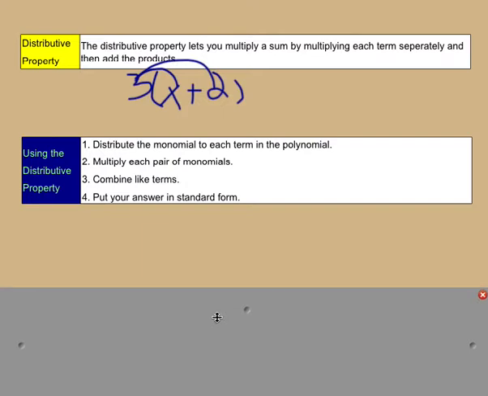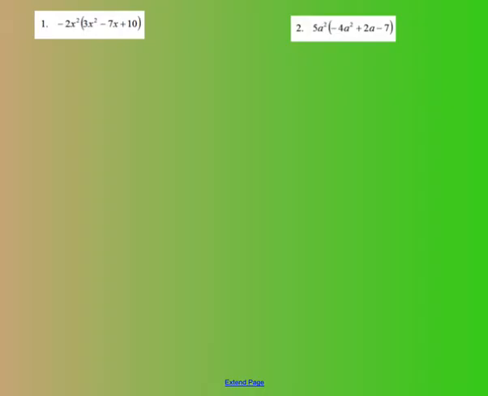So how do we use the distributive property? The first thing we do is distribute the monomial, that one term on the outside, to each of the terms in the polynomial. Then we multiply each pair of monomials, combine like terms, and put our answer in standard form. That's the biggest part that students forget at the end, that your answer needs to be in standard form. Let's take a look at using this distributive property.